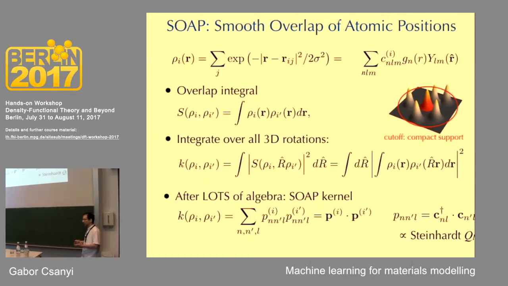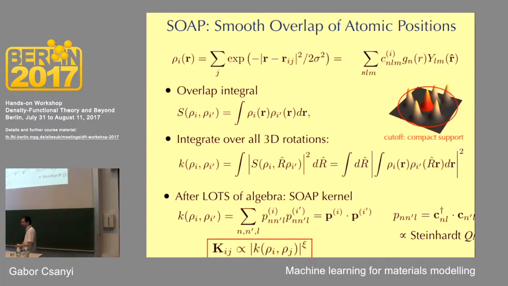So parts of this algebra were known. The diagonal parts of this P are the same as Steinhardt bond order parameters discovered decades earlier. But the full equivalence of this P dot P to this integrated overlap is a new piece of mathematics. And very often, almost always when we use it to fit, we actually square this kernel, and that's the kernel that we use. The human-controlled parameters are this exponent, which is 2, this sigma, which is 1 Bohr, and this cutoff, right?